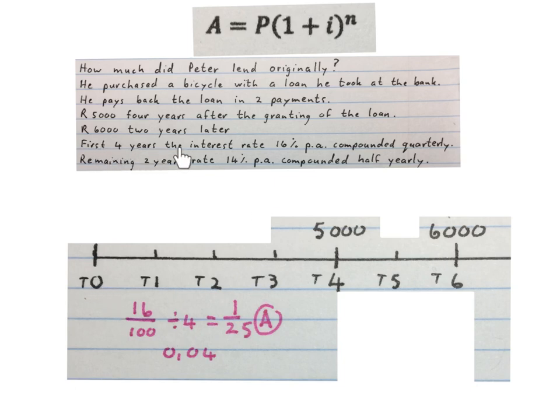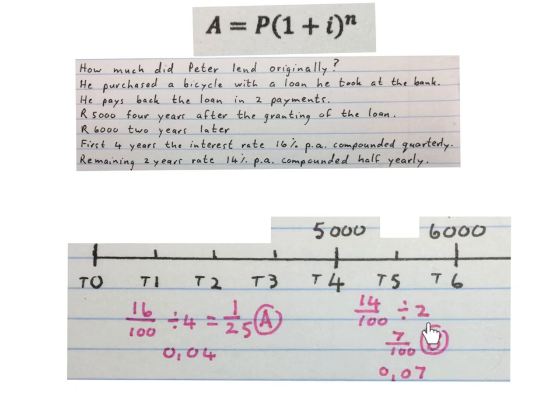It said the first 4 years, the interest rate is 16% per annum, compounded quarterly. So that's 16 over 100, divide by 4, gives you 1 over 25. That is the rate you will have to pay every quarter of a year for these 4 years. I'll write it as 0.04 or 1 over 25. I advise you to store it in your memory of your calculator in A.